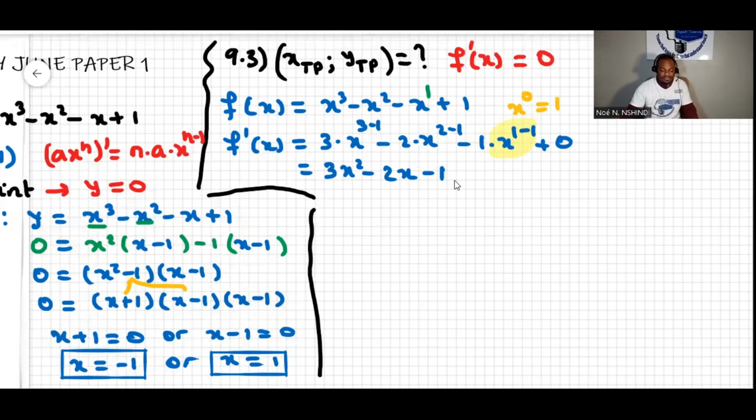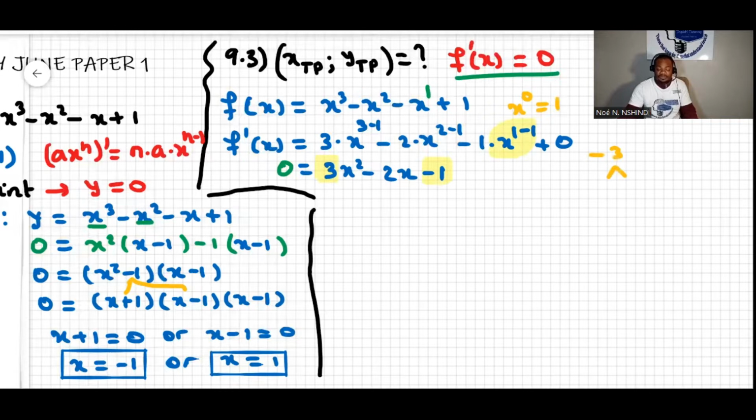Then we said that f prime of x is equal to 0. So I'm gonna sub 0 there for f prime of x. And now we can solve this. I need to find the value of x. So what I can do, I can factorize this. I'm gonna look at the coefficient of the first term times the coefficient of the last term. 3 times negative 1 is how much? It's negative 3, right? So let's write here negative 3.